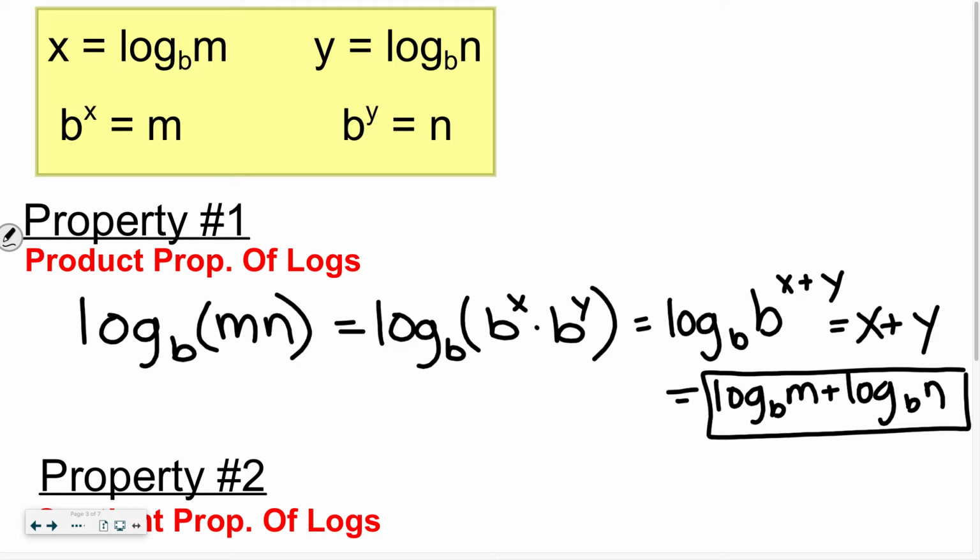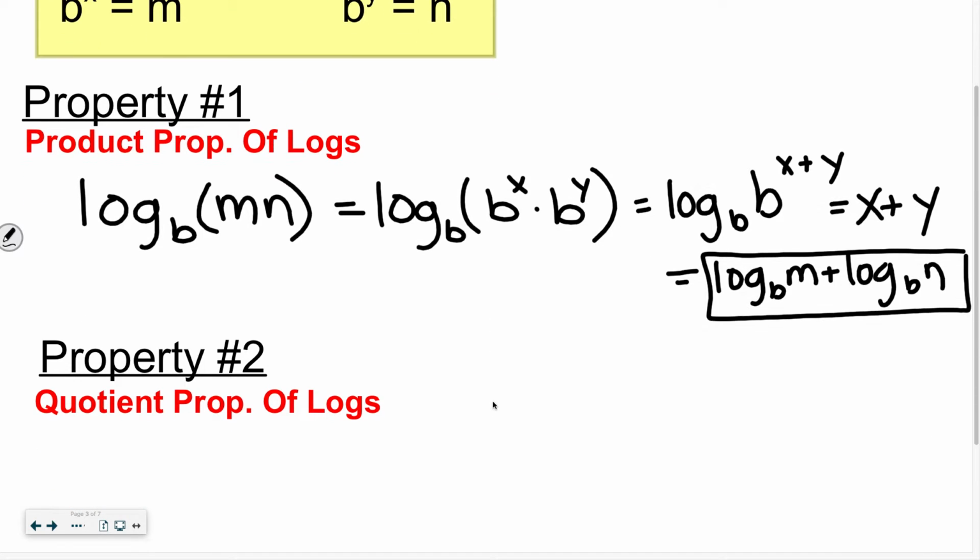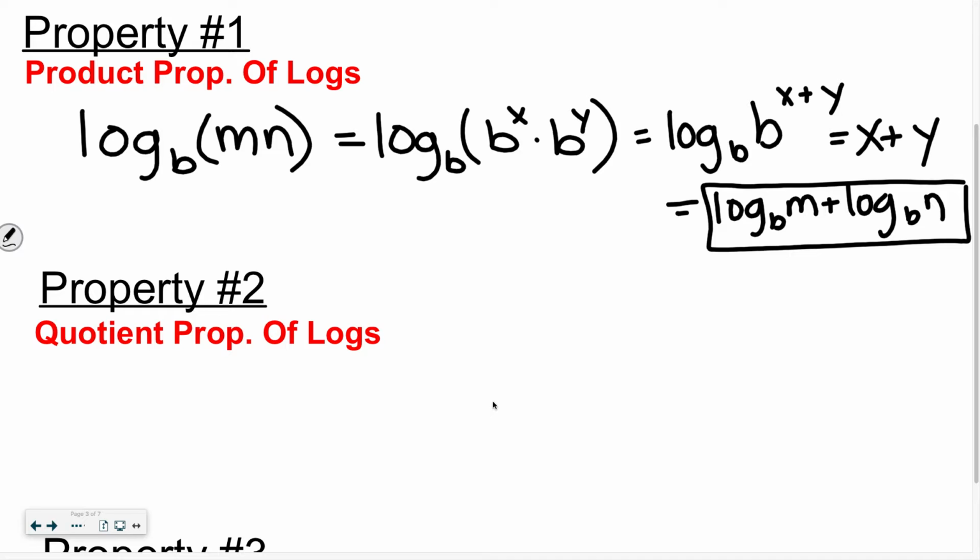Can you try property number 2, the quotient? Can you see if you can derive the quotient using these same things, that you have at the top? So property number 2 is the quotient property of logs, which would be the log base b of m over n. See if you can make the substitutions. It'll be a similar process, but you're going to come up with a different answer. This will get you some practice with making those substitutions on your own.